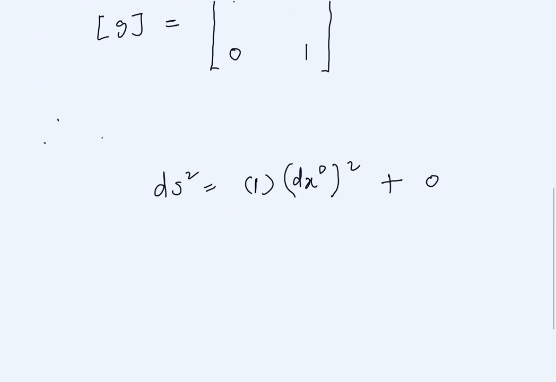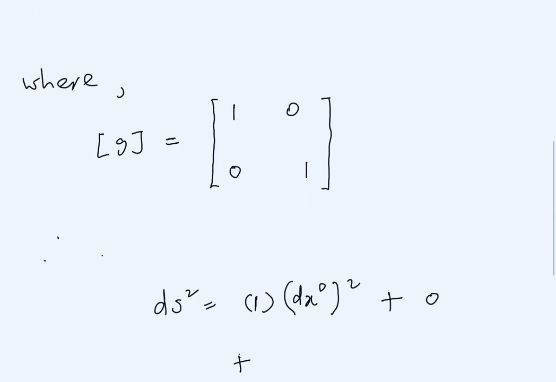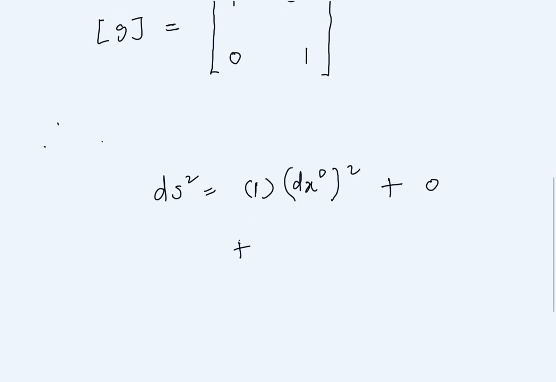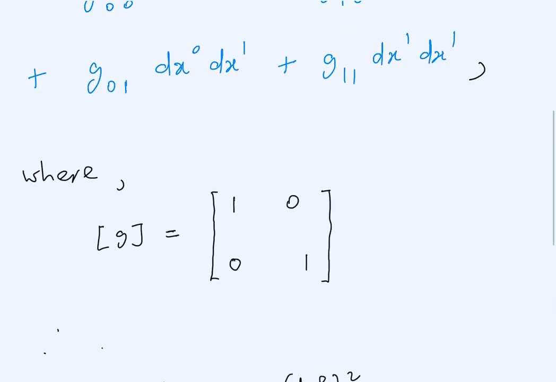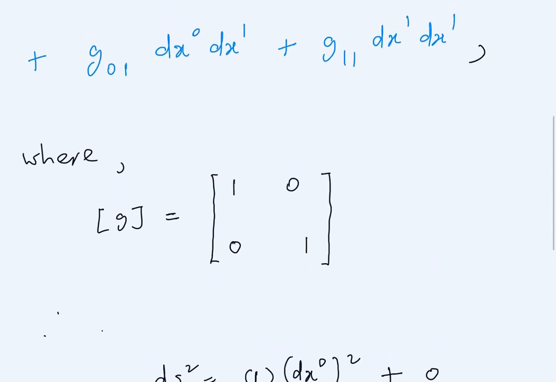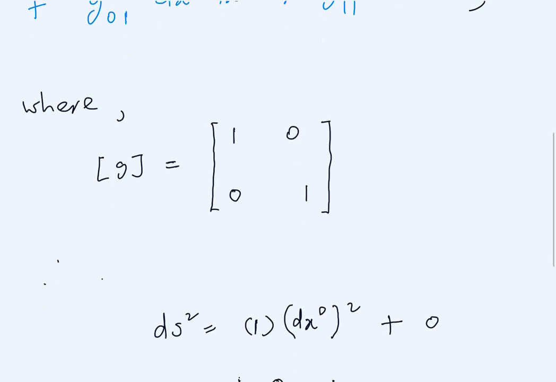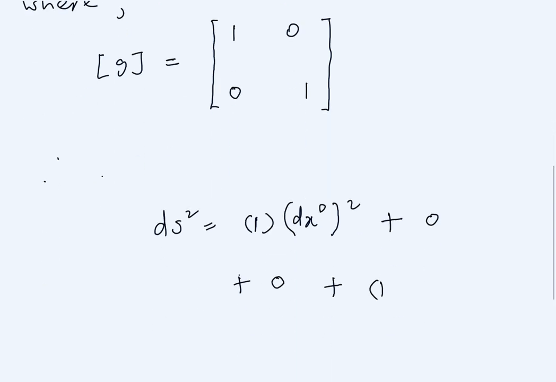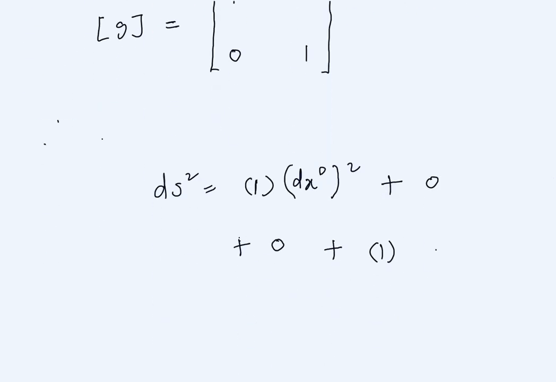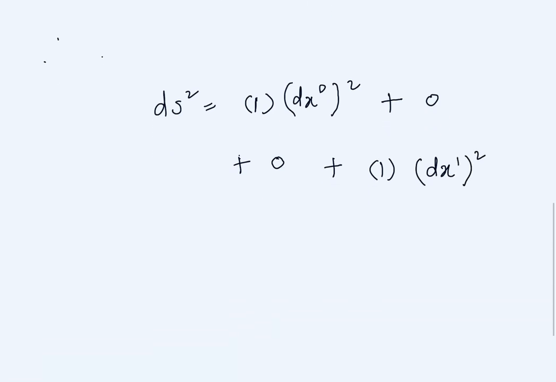And plus G01. Now G01 is also 0. So G10 and G01 are the same. They are both 0. And plus G11. Now G11 is 1. So substitute 1 in there, multiplied by dx1, dx1. So this will basically be dx1 squared. Okay, so that's what it is.